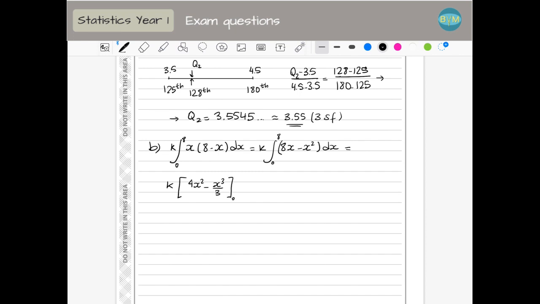Between 0 and 8, I substitute the 8, and I have k times (256 minus 512 divided by 3). When I substitute 0 it is 0, and then this is equal to the total number of seedlings, which is 256. And from here, you have that k is going to be 3, just dividing this by this thing.